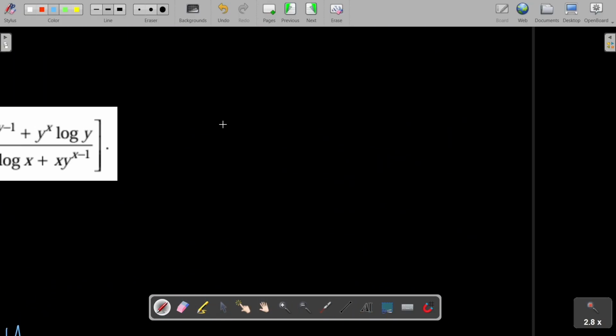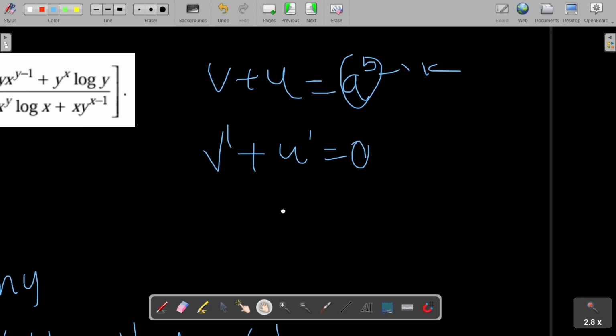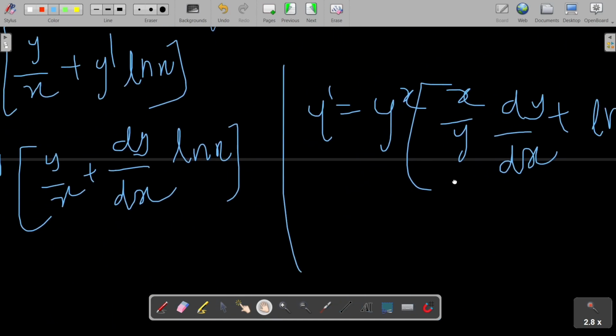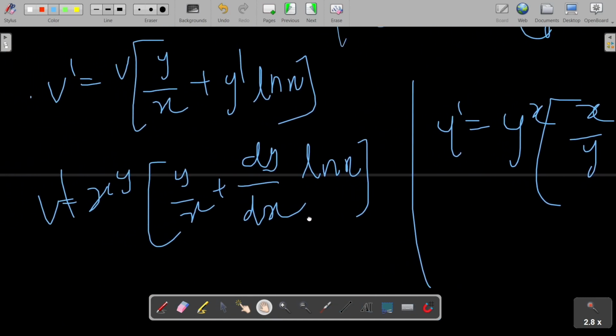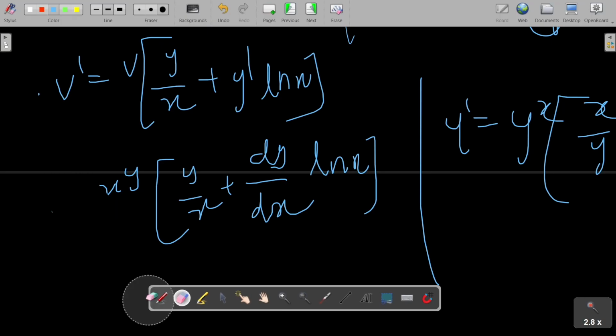So we have v plus u is equal to a power b. A power b is not any variable, so this is a constant. This is k, a constant. And if I differentiate on both sides, I get v dash plus u dash is equal to 0. Okay, remember one thing, I'm differentiating with respect to x on both sides. Like I did in this example. Okay, sorry, this will not look like v prime. Okay, this is v prime is equal to this. So v prime is this.